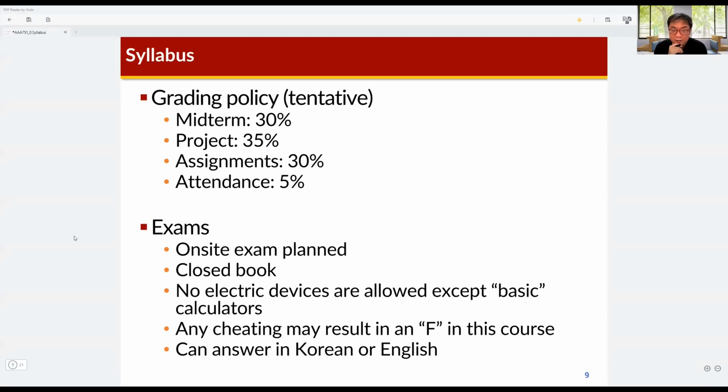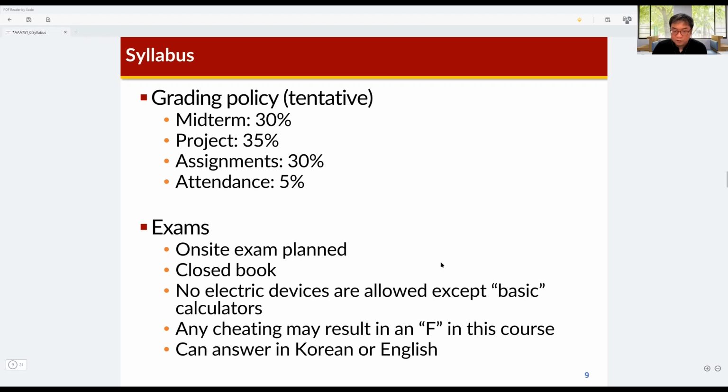So, grading policy. These are tentative policies. We will take the midterm exam, and we will also have the term project. For the term project, we will use some architectural simulators. If possible, you can use the real development platform, or real storage devices like SSD or hard disk drive. There will be some homework assignments, and attendance is 5%.